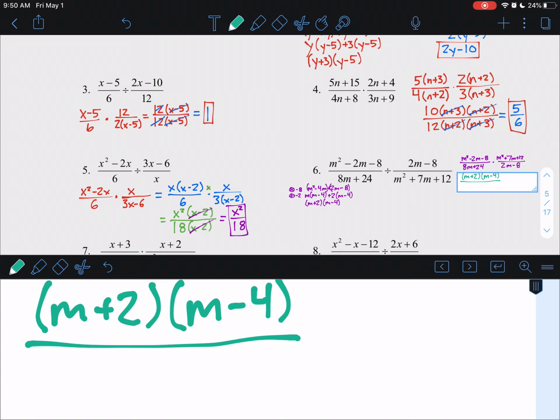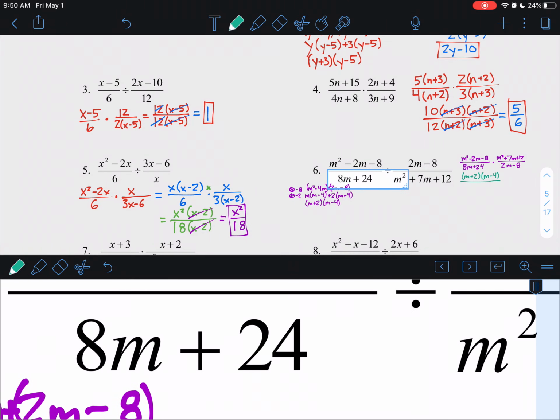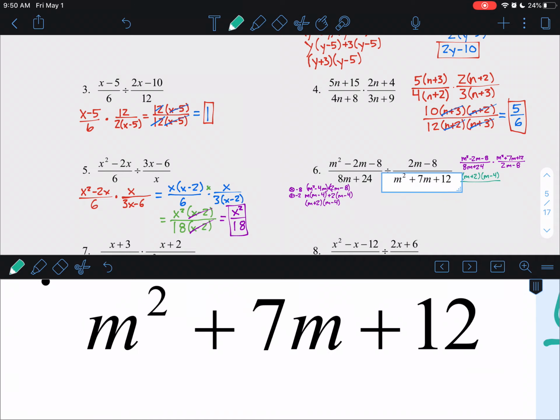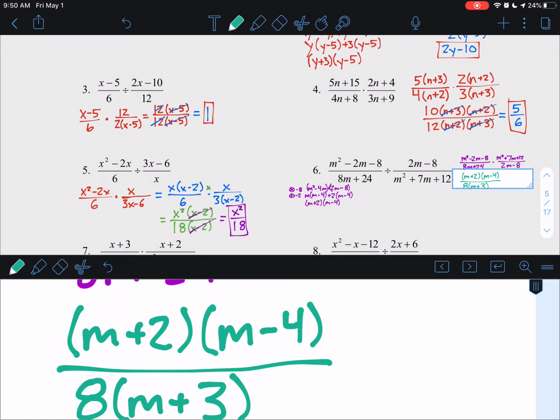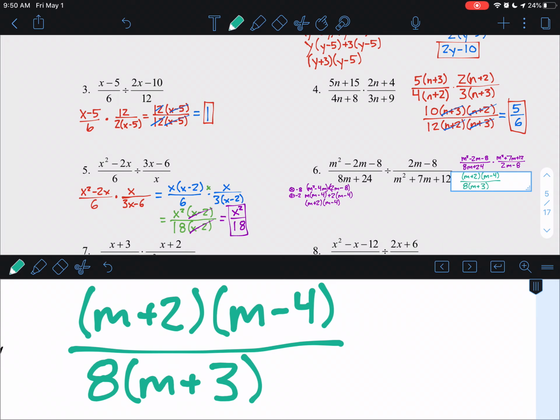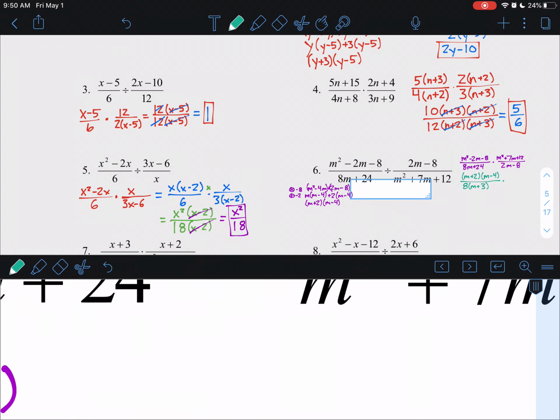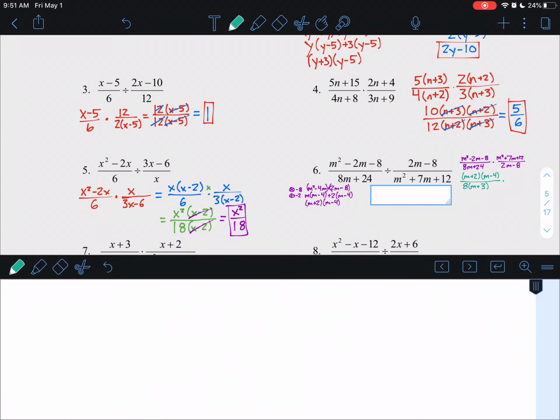The denominator of the first fraction is 8m plus 24. The GCF between 8m and 24, it's not 4, it's actually 8, because 24 is divisible by 8. So 8m plus 24 divided by 8 is 3. So that's what my first fraction converted into. And we are multiplying that by whatever our second fraction turns into. And let's figure that out right now.